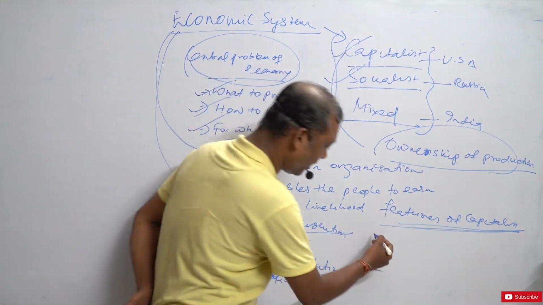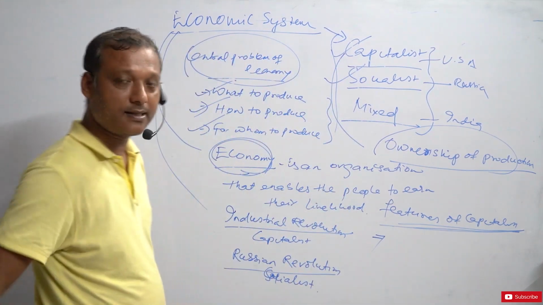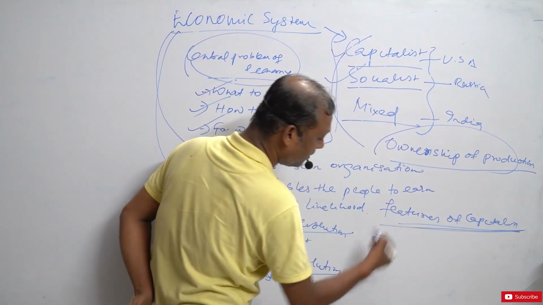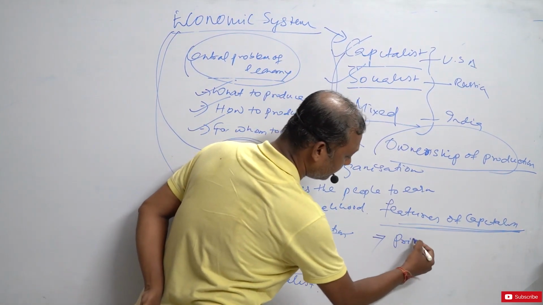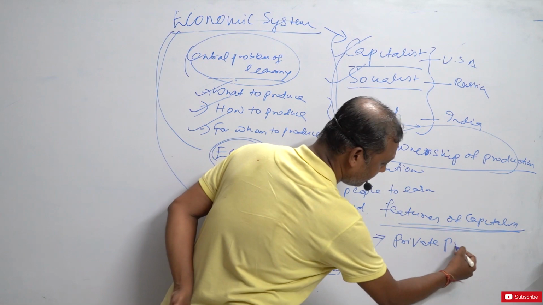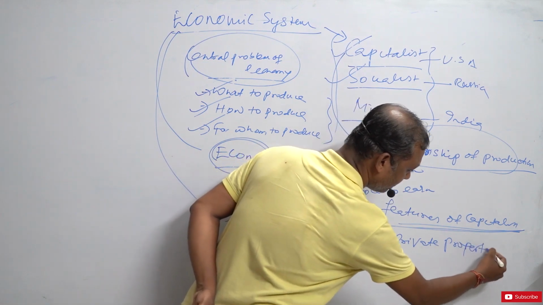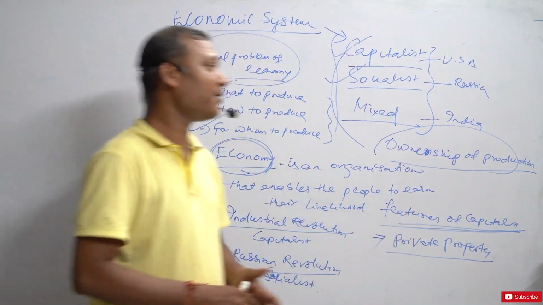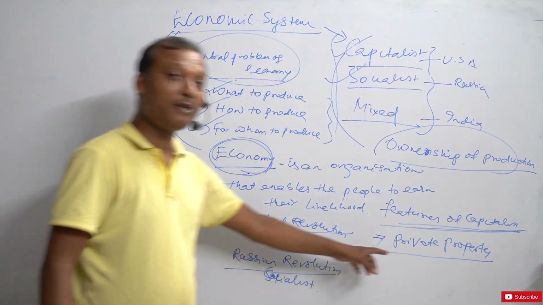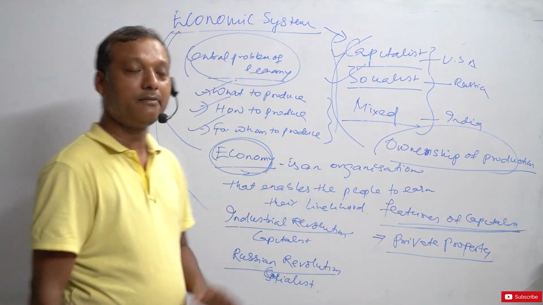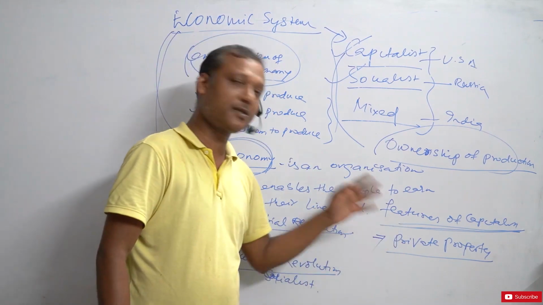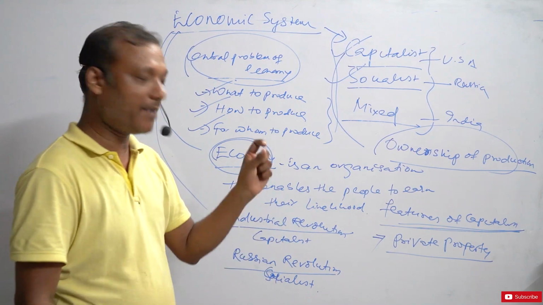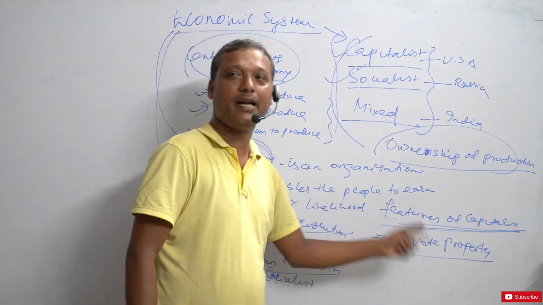So, we are moving to discuss the features of capitalism. Let us talk about point number one. The first point will be private property. This is the basic point of your capitalist economy. Private property. Just now I told you, private property implies the resources, the wealth, are being owned by the private individuals.